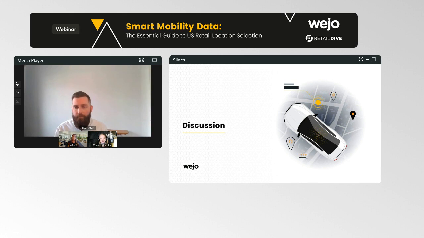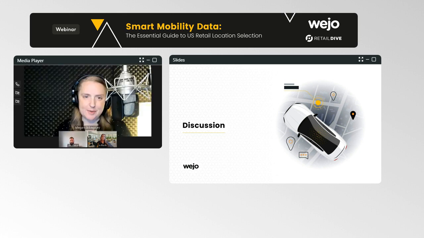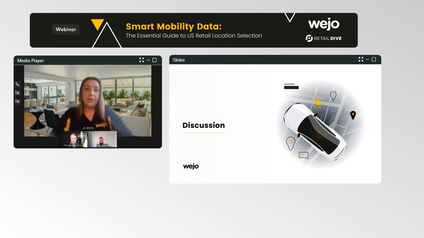Excellent information. I do want to dig into out-positioning the competition. Joe, how does smart mobility data help retailers do that? Well, as we've mentioned, users of mobility data can understand where their customers are coming from and where they're going to. So they can look at how far a customer is willing to travel to get to one of their stores.